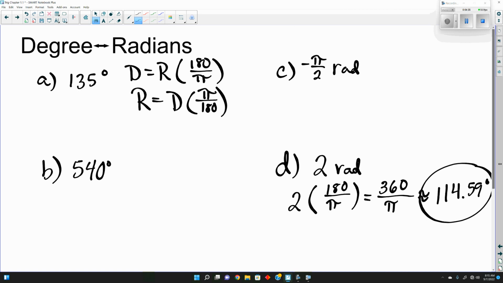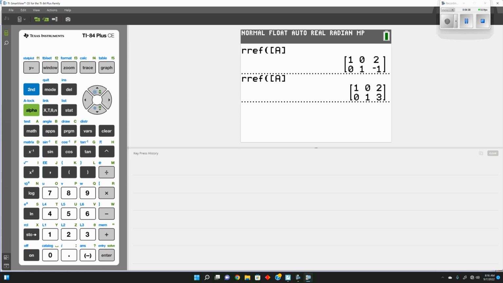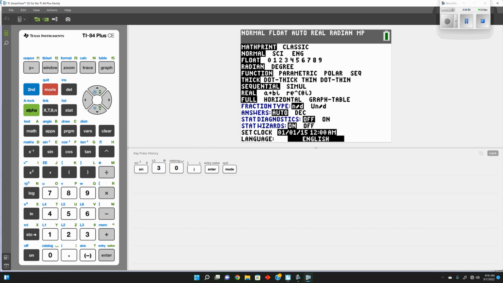Because again, if we did sine and we want to do 30 degrees, well, since it's in radians, it'll give us negative 0.98803 going on. To change it, all we need to do is hit mode, where it says radians. We can switch it over to degrees and hit enter. Yes, sir.